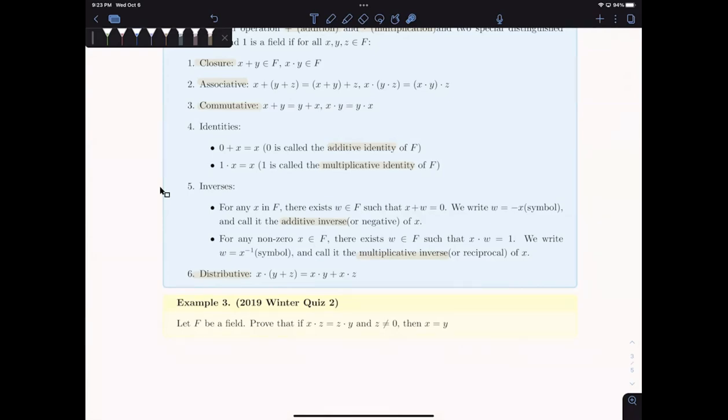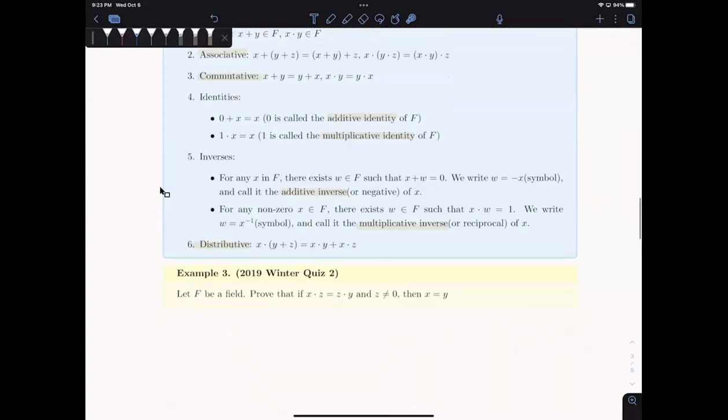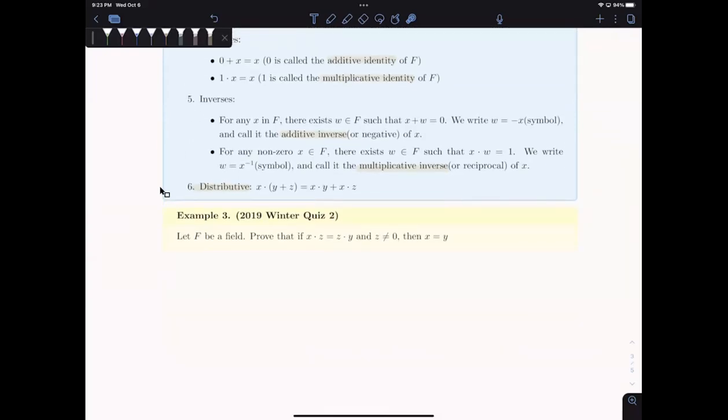That is a great question. I was about to mention that. So read this. For any x in F, there exists w in F such that x plus w equals 0. So this w is the additive inverse of x. If x adding another number equals 0, then this other number is the additive inverse, or negative, of x. So we write it as negative of x. This is what you know already.